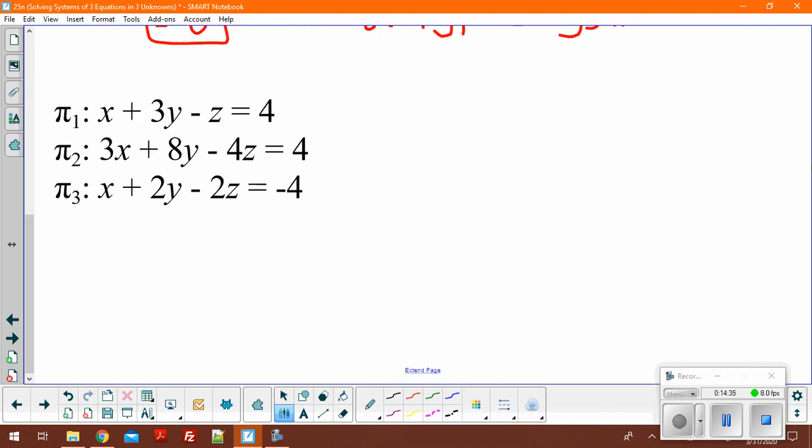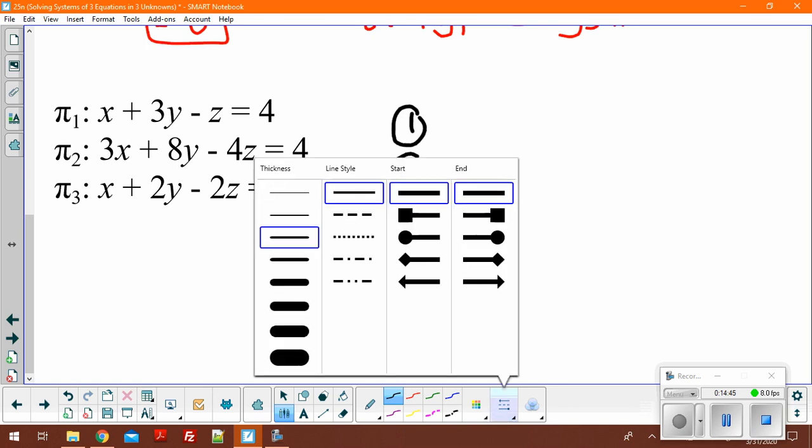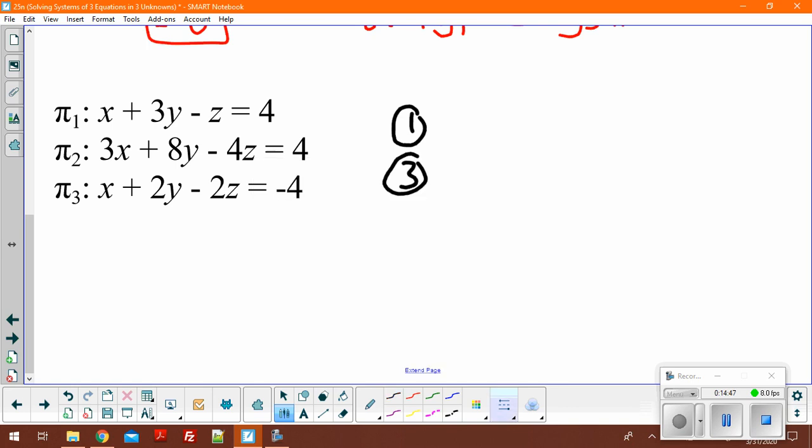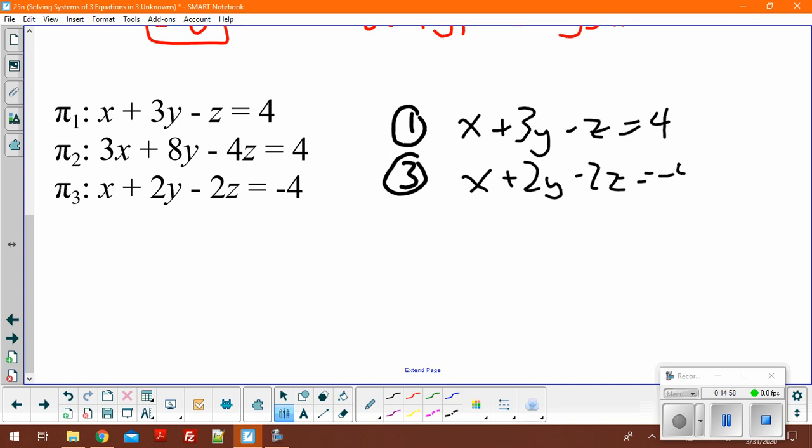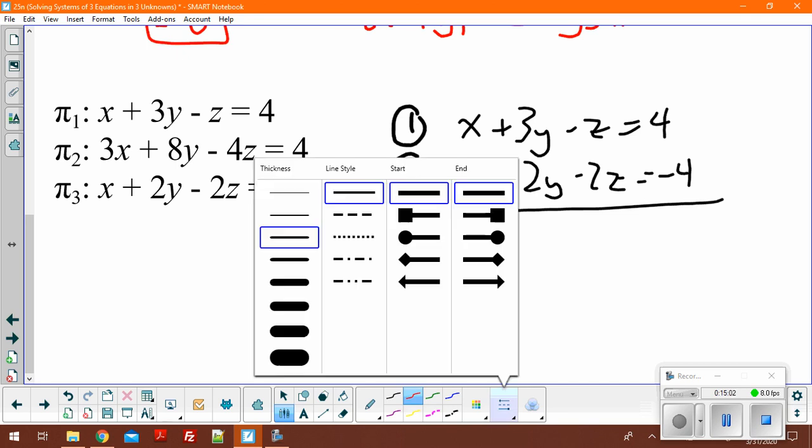Okay, so if I'm going to eliminate x, the first pair I might choose is to use equation 1 and equation 3 because they both have the same x there. Okay, so I've got x plus 3y minus z equals 4, and x plus 2y minus 2z is equal to -4. So I'm going to subtract those two equations.